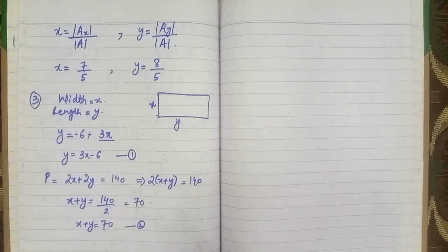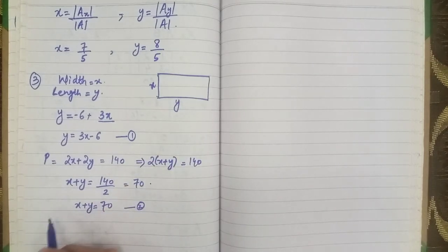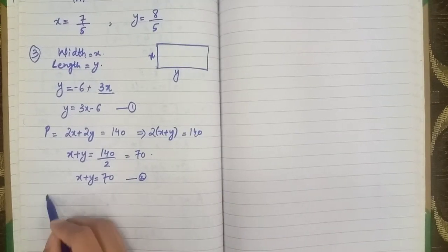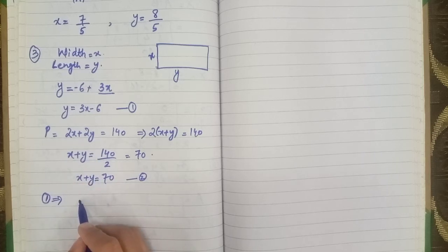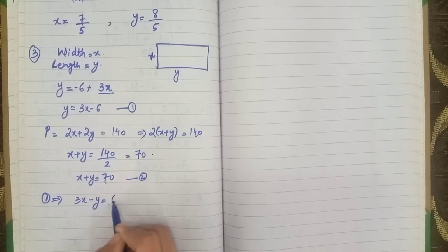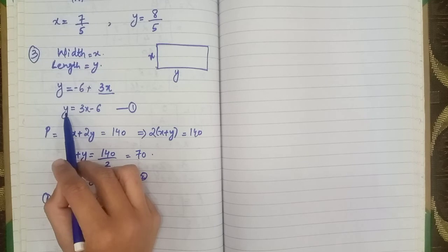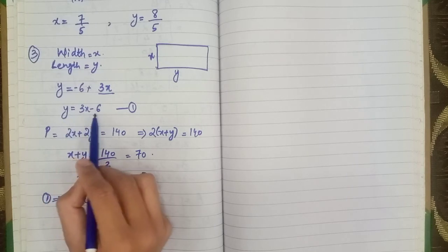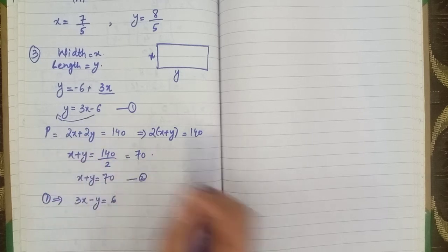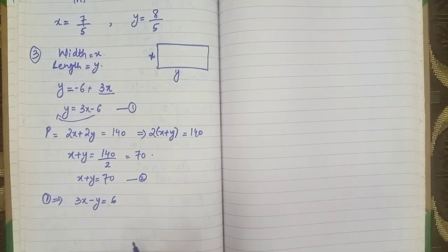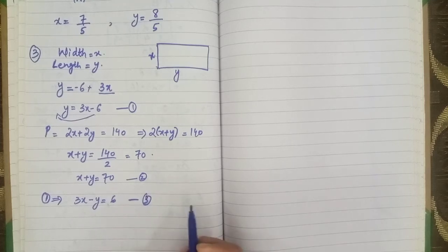Now we are going to rearrange equation number 1 so that it would be in a good form. Equation number 1 would be 3x minus y equals positive 6. y is shifted towards this side, so it would be negative, and minus 6 is shifted towards this side, so it would be positive 6. Okay, this is how we are going to write it.